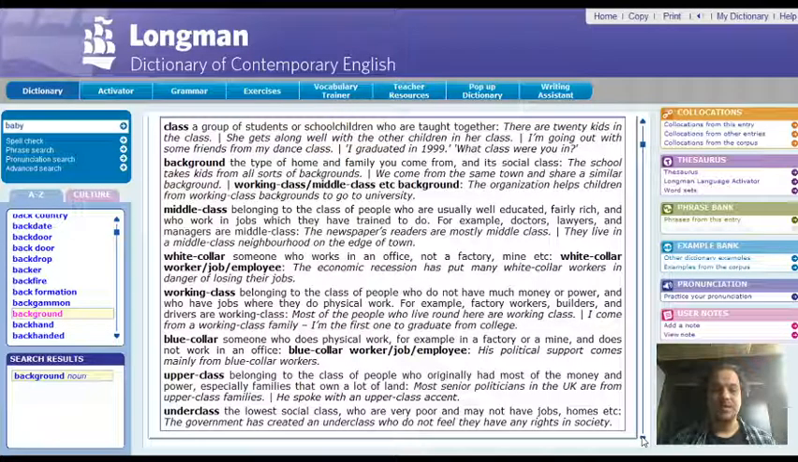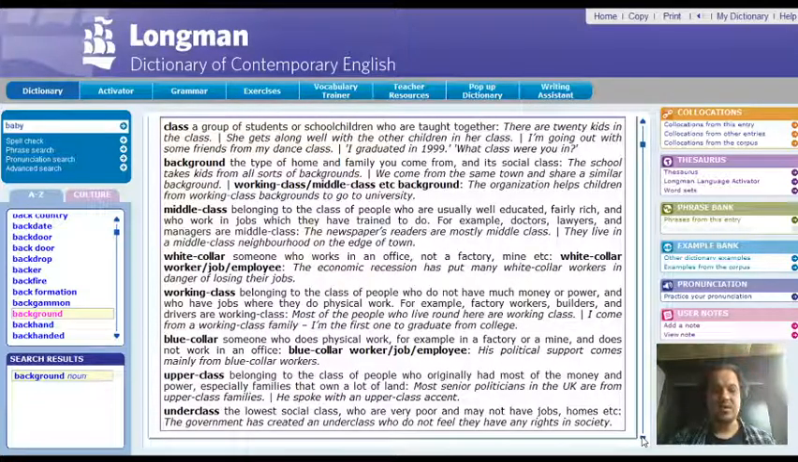Blue collar: someone who does physical work, for example in a factory or mine, and does not work in an office. Blue collar worker, job, employee. His political support comes mainly from blue collar workers.